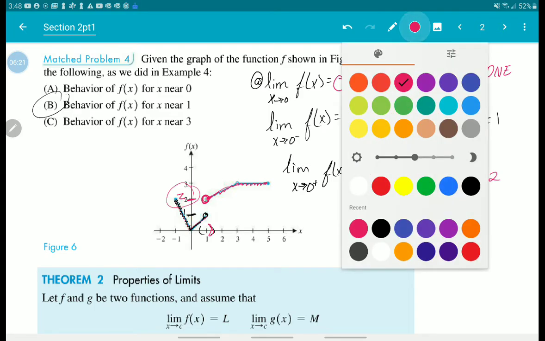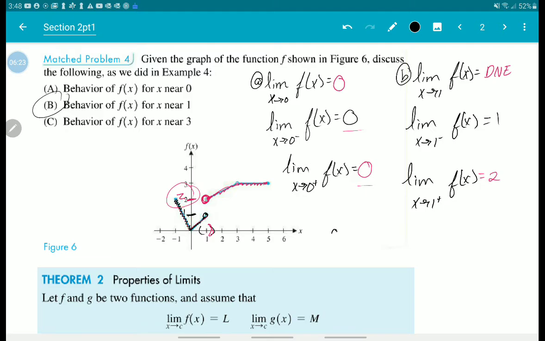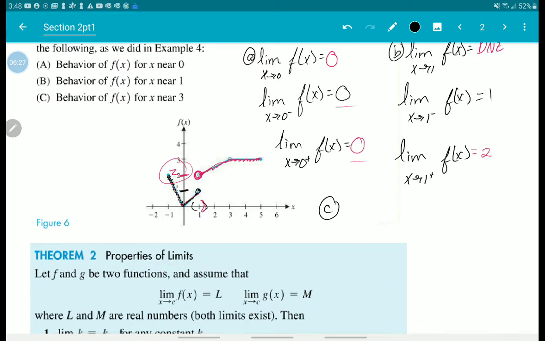So now let's talk about part C. And this is where you may want to pause the video, try it, and then come back and check your answer. To talk about the behavior as x approaches 3, we can talk about the limit as x approaches 3. But to talk about as x approaches 3, we need to talk about 3 from the left and then 3 from the right.